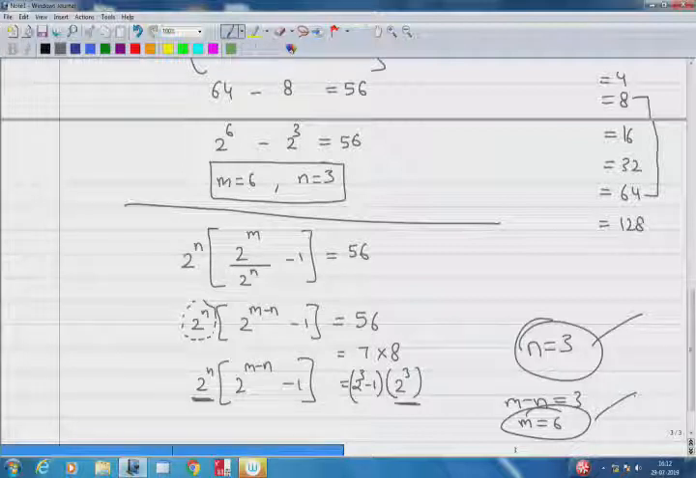I hope you are getting this. Shillong Center, is it clear? Presidency?